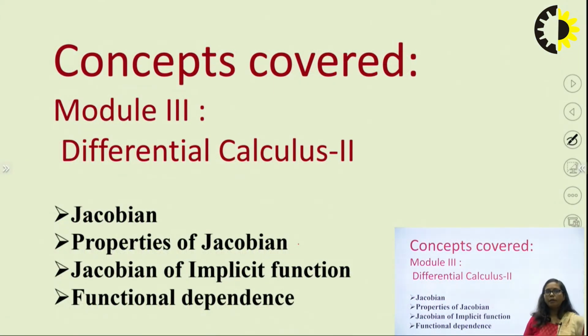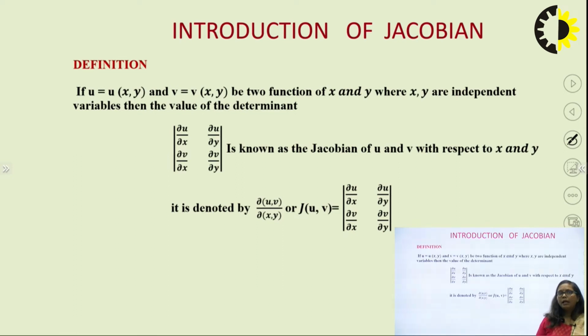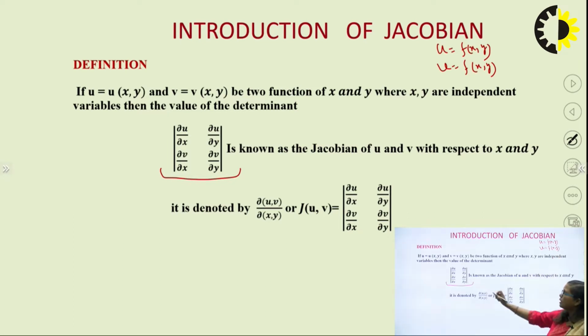So, first of all, what is the meaning of Jacobian? If you look at the introduction of Jacobian, by definition, if u equal to u(x,y), v equal to v(x,y) be two functions of x and y, where x and y are independent variables, then the value of this Jacobian is known as Jacobian of u, v with respect to x and y. What is the meaning? That u is the function of two independent variables x and y, v is also the function of two independent variables x and y. Then we find out the Jacobian of u, v with respect to x and y, and Jacobian is nothing but this type of determinant.